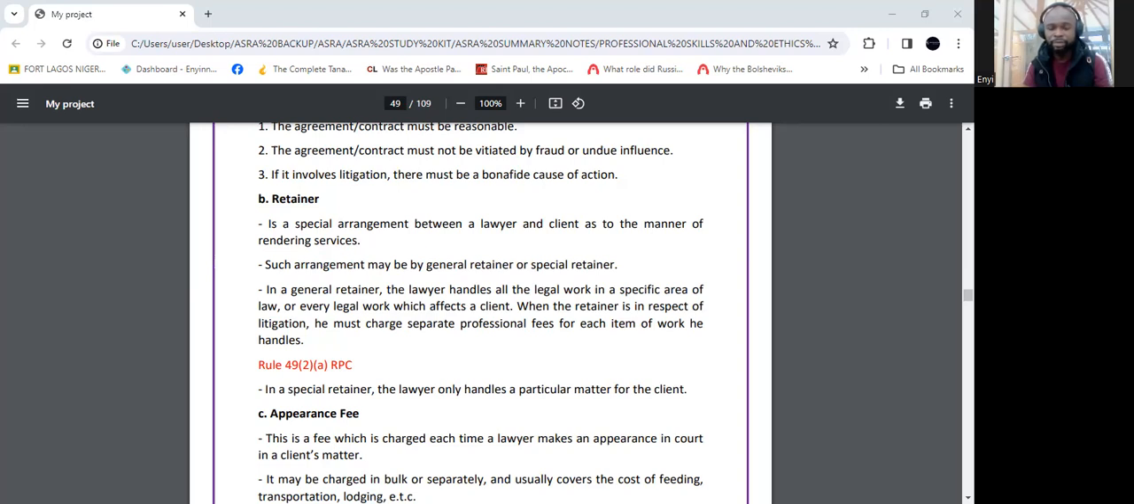Now, we have two types of retainers. We have general retainers and we have special retainers. Now, when we talk about the general retainer, that's the arrangement whereby when any legal work at all needs to be done, it's referred to the lawyer to handle.